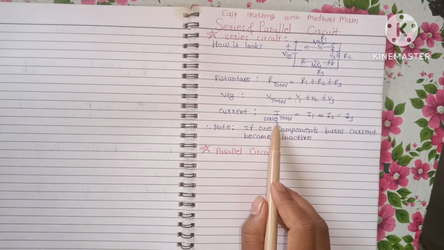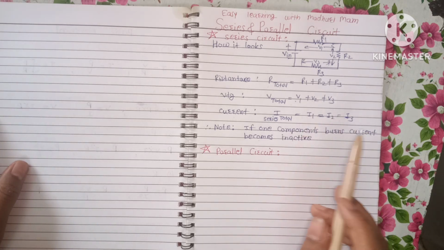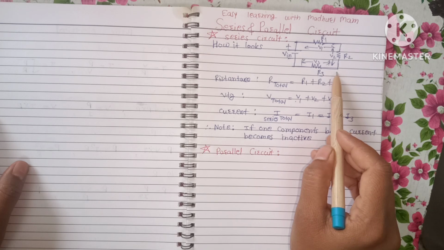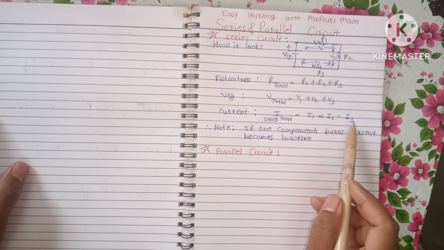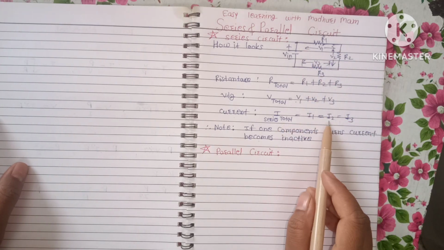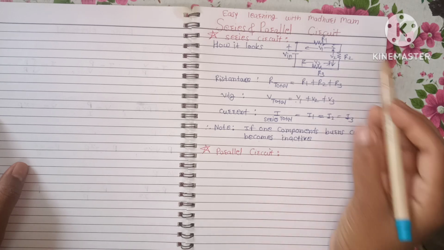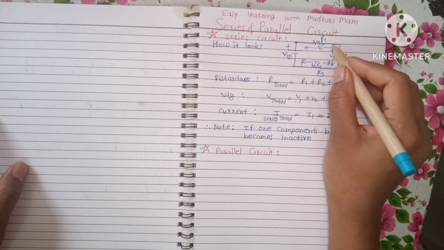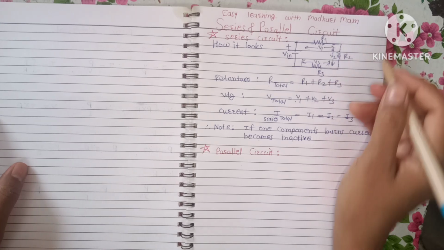And the current through R1, R2, and R3 is equal. Why? Whatever current flows through R1 is the same through R2 and the same flows through R3. That's why the current is equal in all parts, since there is only one branch. Note, if one component burns, current becomes inactive. If this R1 is broken, this branch is open, and once it is open, the current flowing through R2 and R3 is also 0.